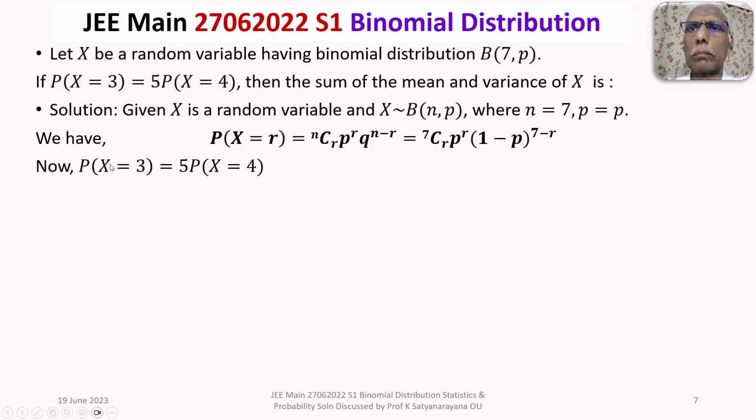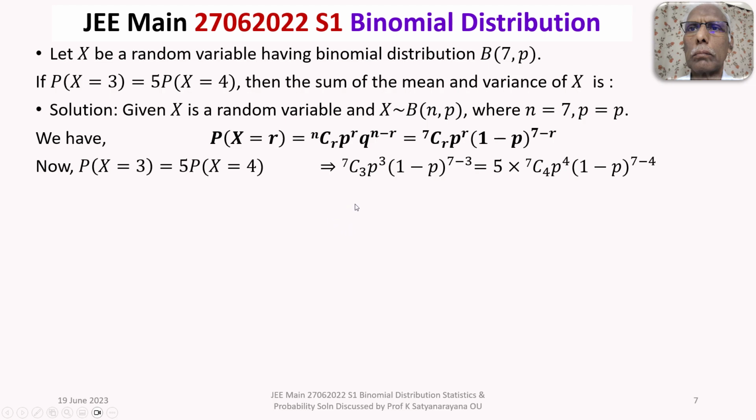Now, probability of X equal to 3 is equal to 5 times probability of X equal to 4. This implies probability of X equal to 3, meaning r is 3, is 7C3 into p cube into (1 minus p) to the power of 7 minus 3, which is equal to 5 times probability of X equal to 4. In this formula, put r equal to 4: 7C4 into p power 4 into (1 minus p) to the power of 7 minus 4.